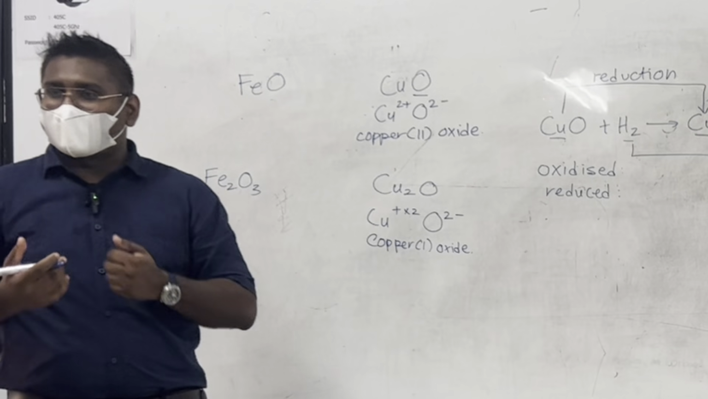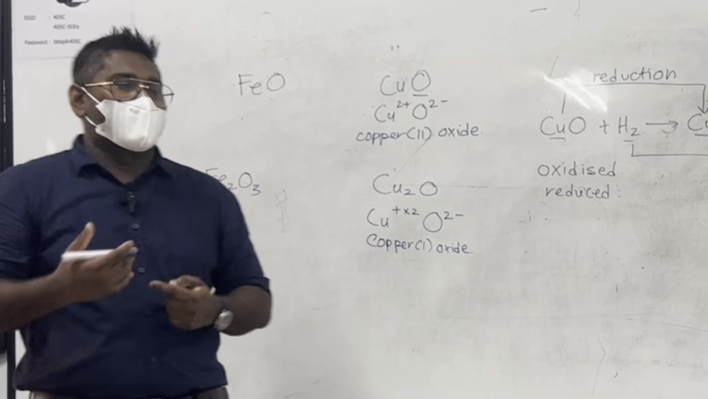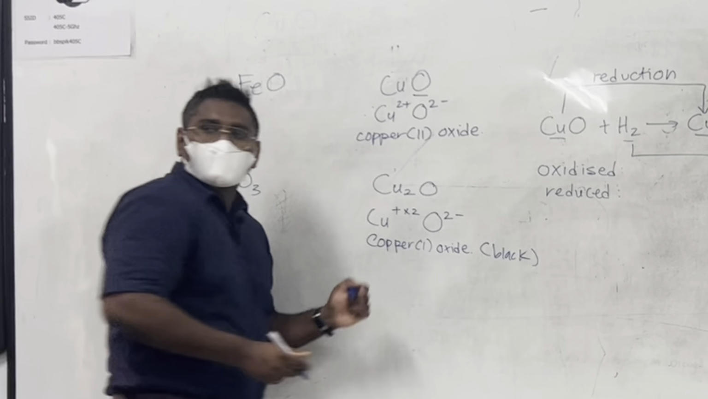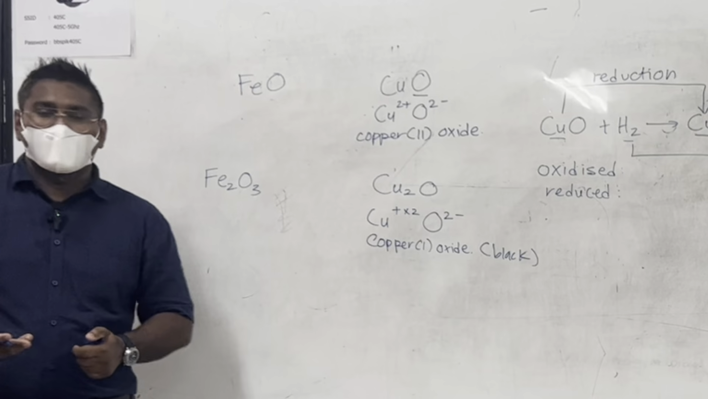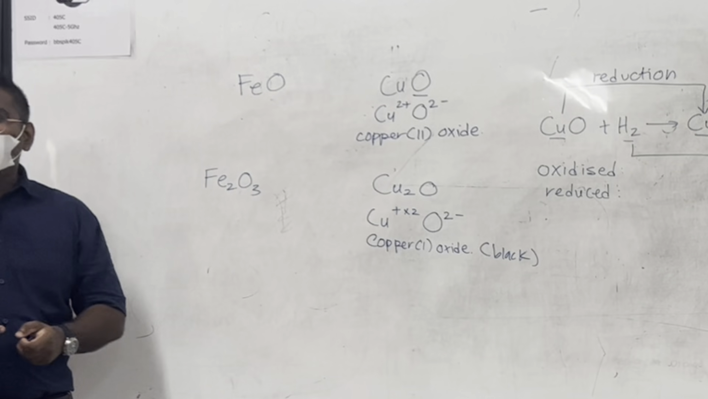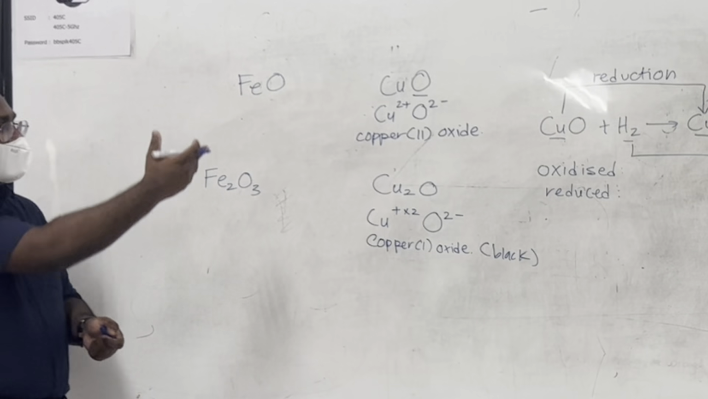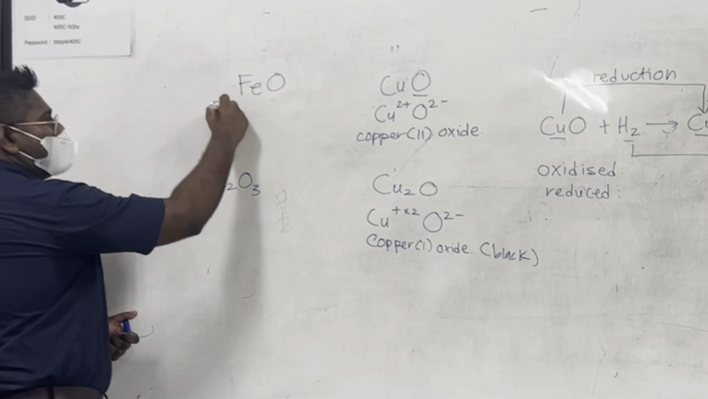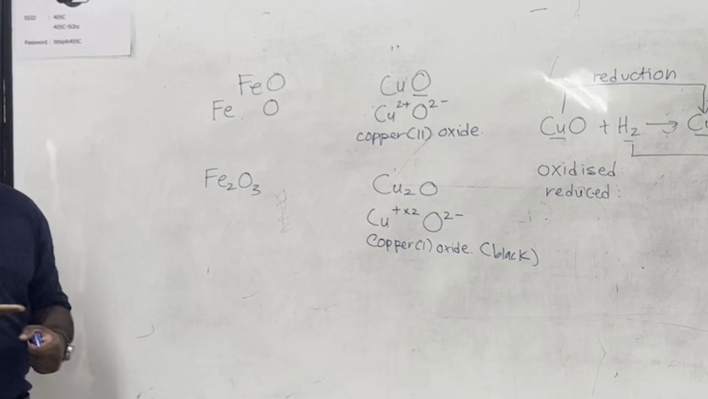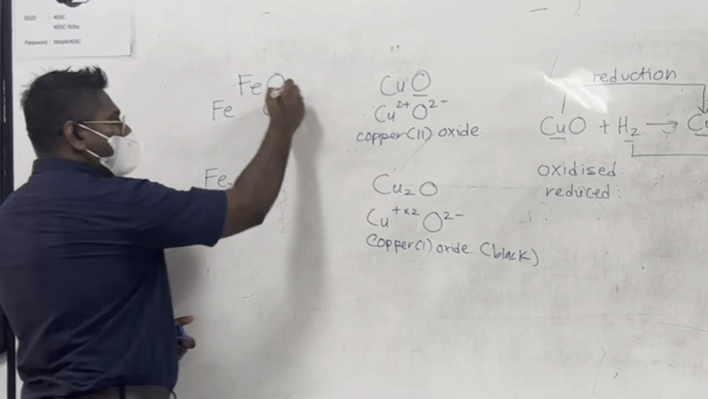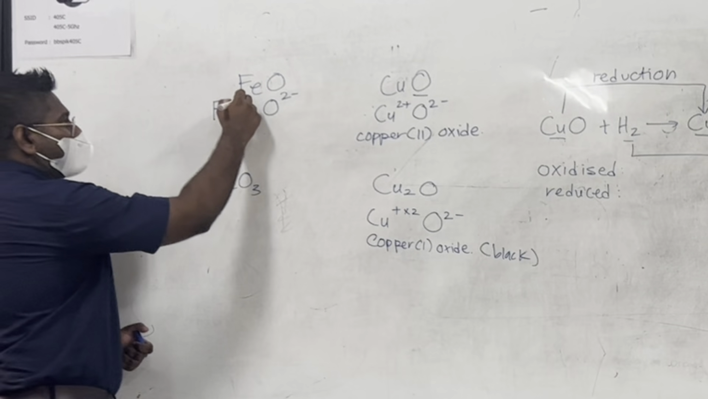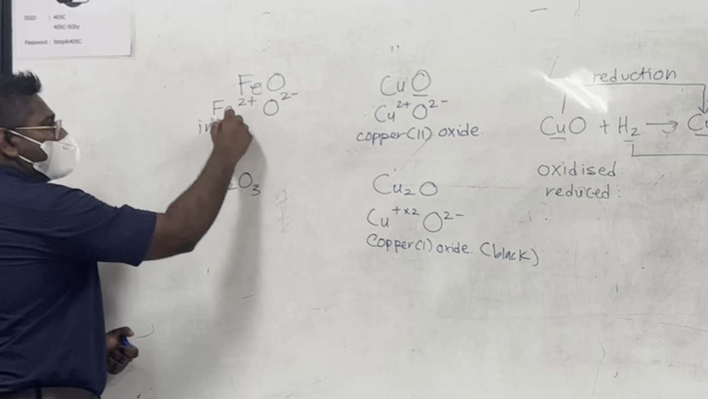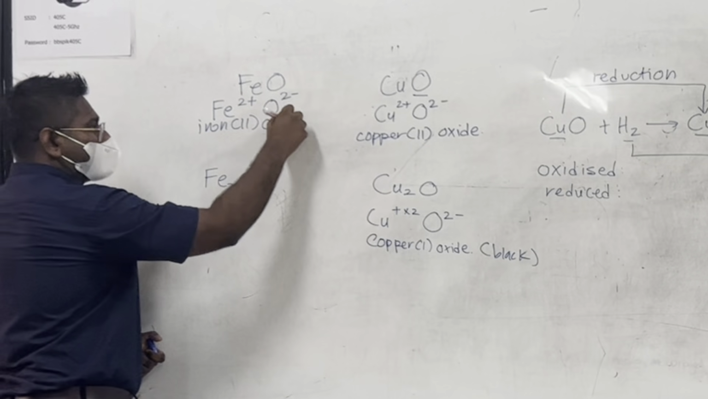And what is the extra thing that I taught you yesterday? Copper 1 oxide is black. It's a black solid. Now, if you look over here, similar way that we have learned earlier, which is Fe and O. Oxygen is always 2 minus, nothing times, so it's going to be plus 2. So when I write, it's iron 2 oxide.